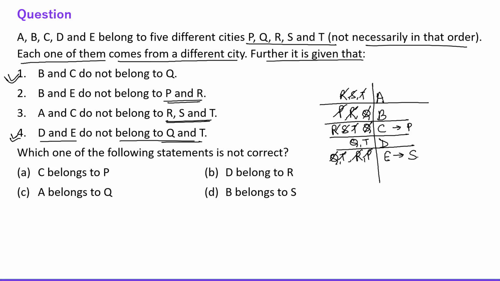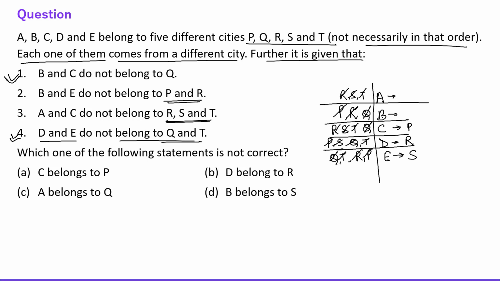Fine, everyone. Now, obviously here, if I talk about D, P and S are occupied. So D does not belong to P, S, Q, T. It means D belongs to R city, right? Okay, fine. So then only two cities are left, one is Q and another is T.